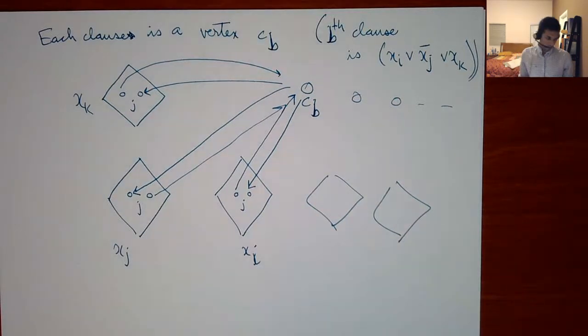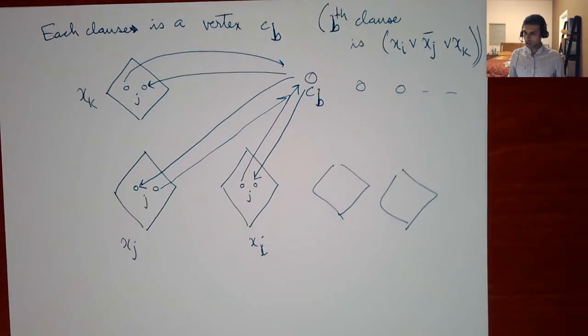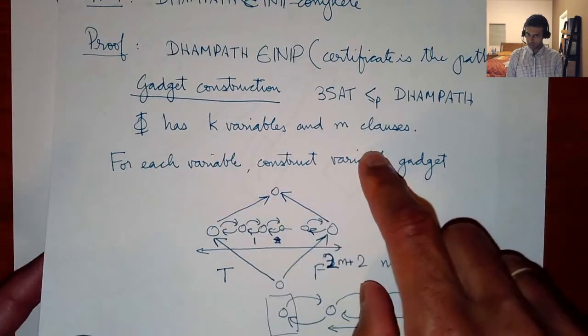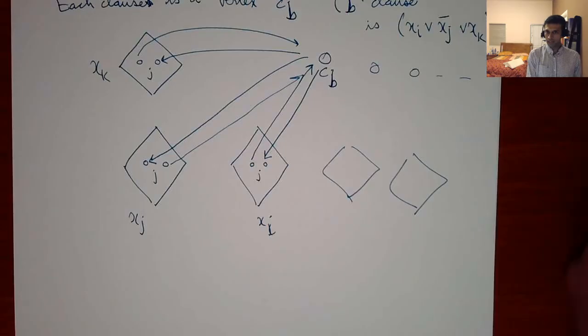Okay, so this is a complex reduction. So let me write things out more clearly. So the first question, do you understand the reduction? Do you see why the reduction is efficient? How many vertices are there in this reduction? So remember, we said if you have k variables and m clauses, how many vertices do you have in the end? With big O's.